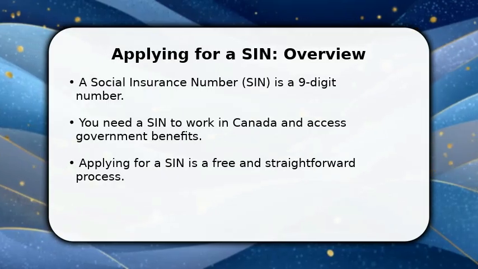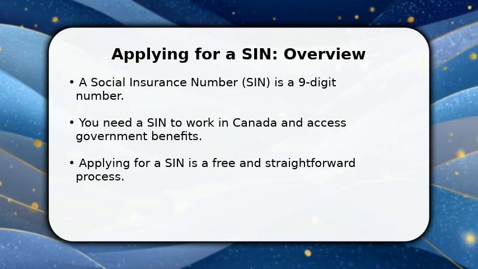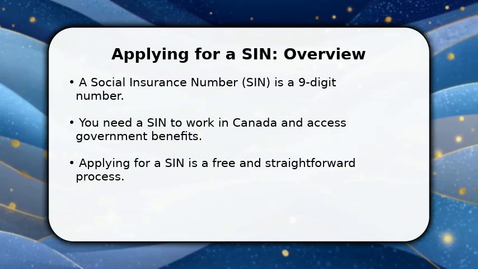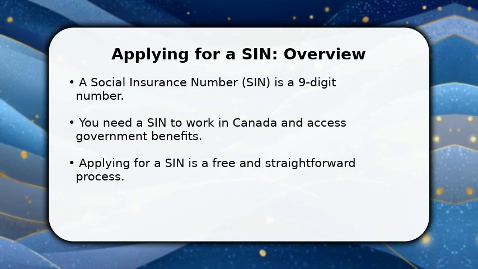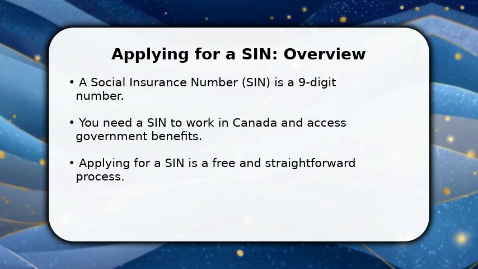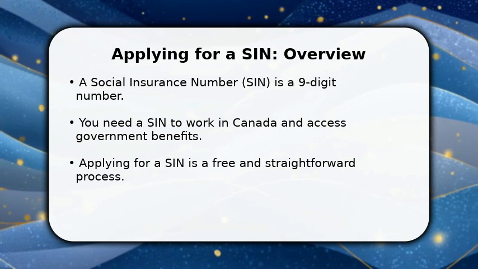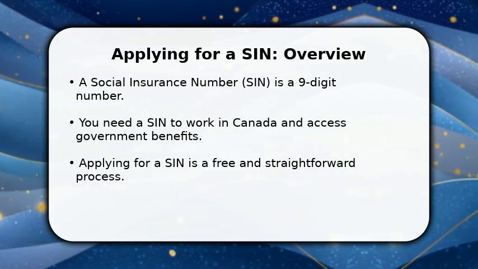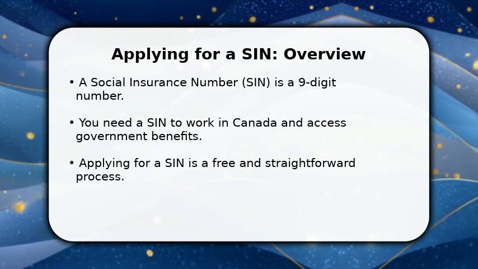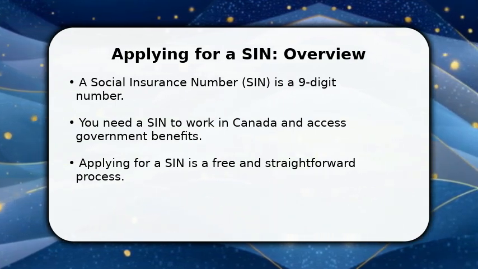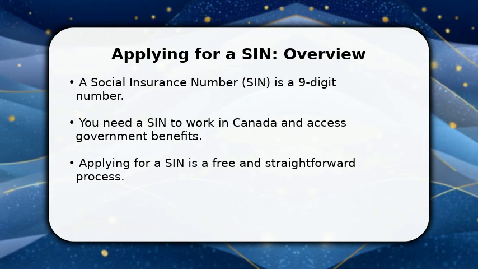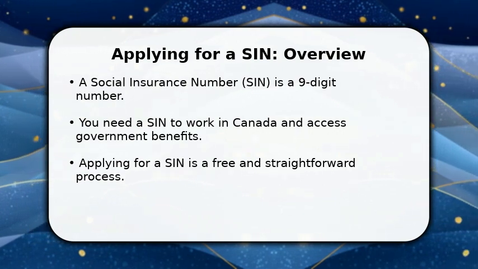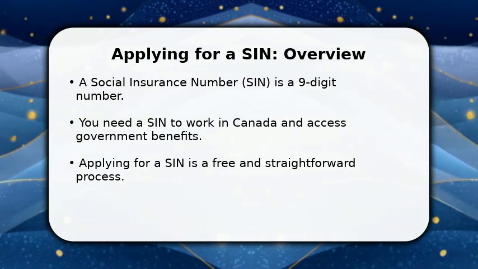In this video, I will explain how to apply for a social insurance number. First, understand that a SIN is a unique 9-digit number essential for employment and government programs in Canada. It's crucial for anyone planning to work or receive benefits. The application process is free, so never pay anyone to help you apply. We'll cover the necessary documents and steps to ensure a smooth application.